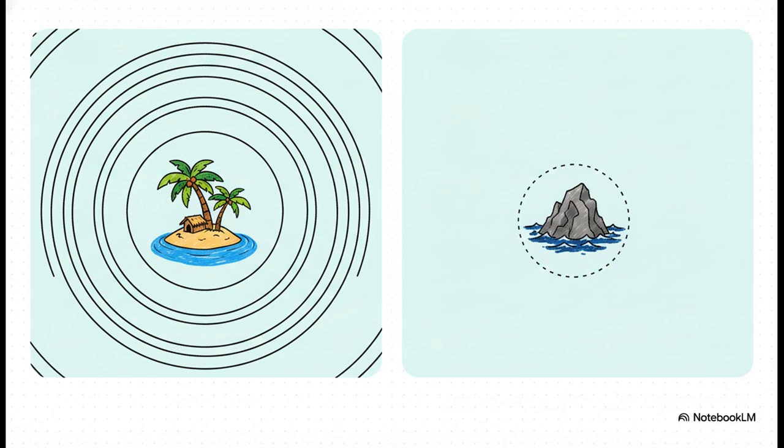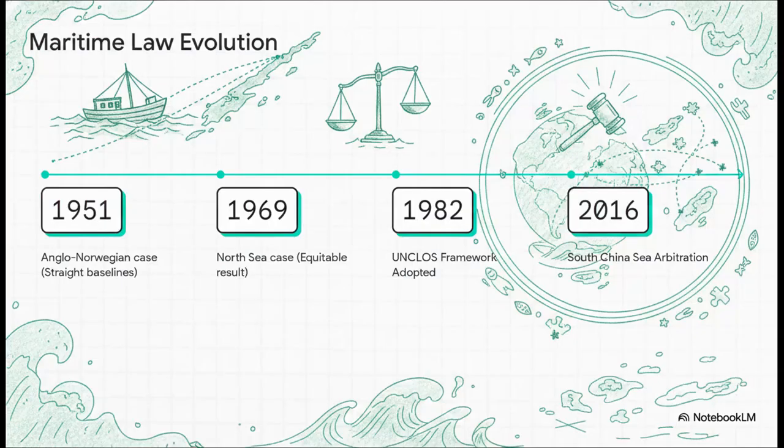It gets 0 EEZ. Neutrally applying this exact test is how the highly publicized 2016 South China Sea arbitration evaluated features in the Spratly Islands, determining that none of the features in question were capable of generating an EEZ based on this strict objective capacity standard. Now, these complex distinctions didn't just appear out of thin air. They evolved through decades of high-stakes international court cases.